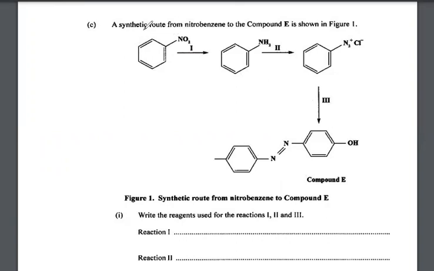A synthetic route from nitrobenzene to compound E is shown in figure 1. How would we go from nitrobenzene to phenylamine? Anybody remember? Reduction of nitrobenzene. We add the tin and the concentrated HCl. All right, so tin and concentrated HCl.